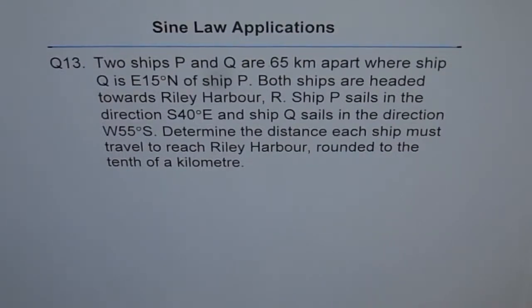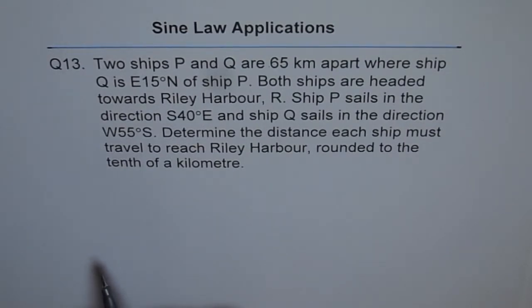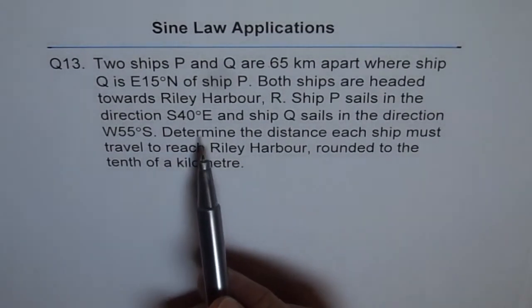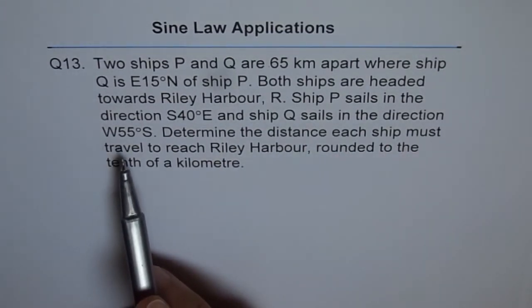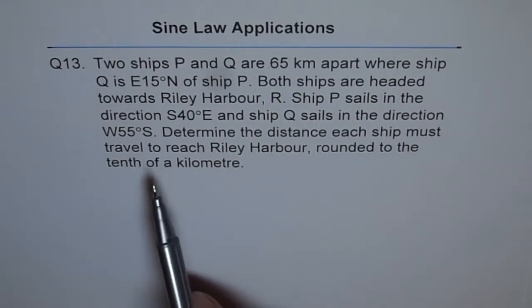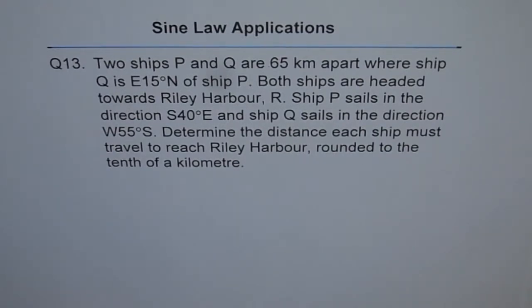Sine law applications, question 13. Two ships P and Q are 65 km apart, where ship Q is east 15 degrees north of ship P. Both ships are headed towards Raleigh Harbour R. Ship P sails in the direction south 40 degrees east and ship Q sails in the direction of west 55 degrees south. Determine the distance each ship must travel to reach Raleigh Harbour. Round it to the tenth of a kilometer.